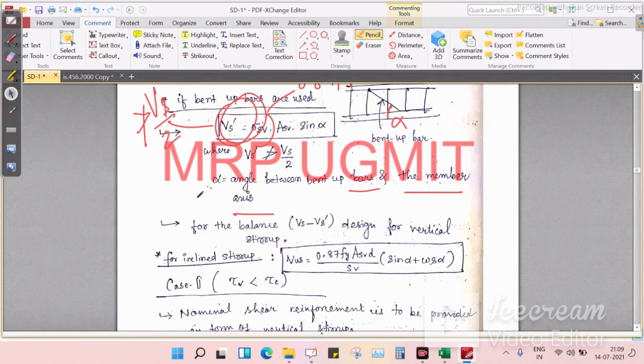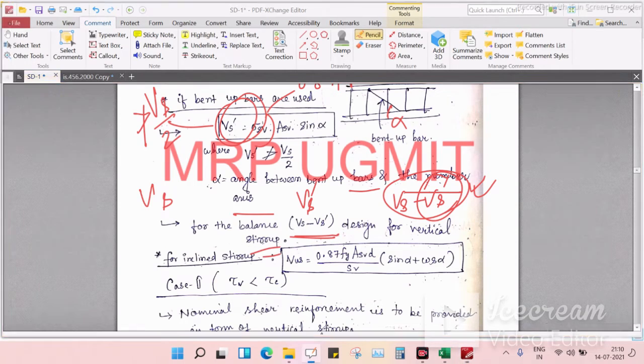For the balance, Vs minus Vs dash, for the balance value, what is that? This is Vs dash. So total shear is Vs, so the remaining is Vs minus Vs dash, designed for vertical stirrups. So we have designed Vs dash for the bent up bar. So what is the total remaining? Vs minus Vs dash. We will use that value for vertical stirrups.